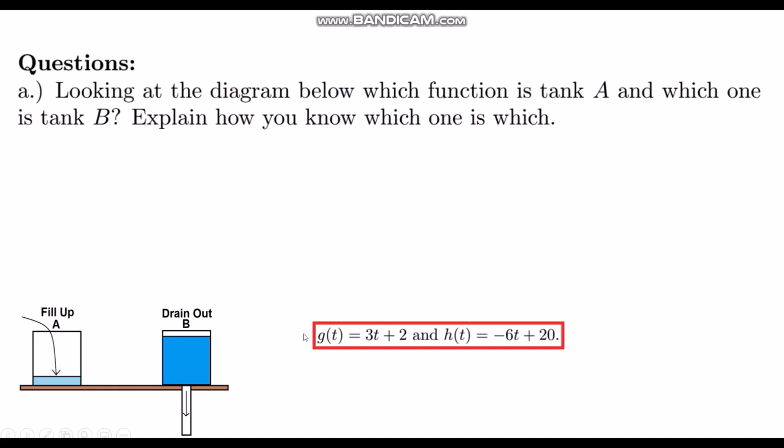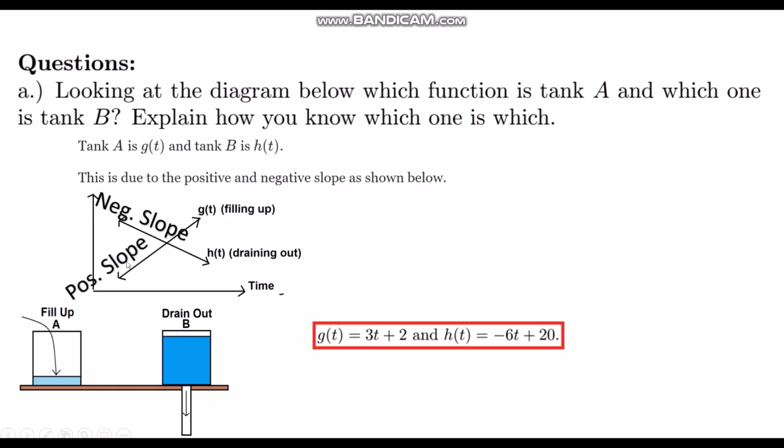Well, this one must be A. And the reason we know it's A is because g of t has a positive slope here. So g of t is filling up. And this tank right here must be B because it's negative slope. So the height is decreasing. This one is going up, it's filling up. This one is decreasing, so it's negative slope. So that's one way of explaining it.